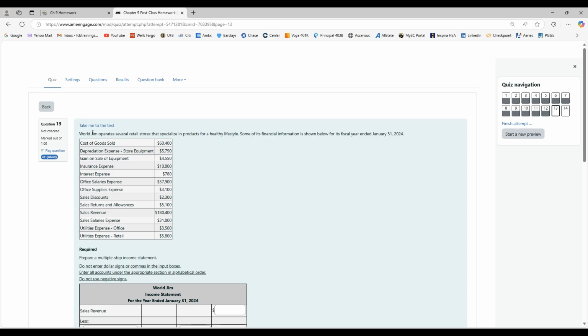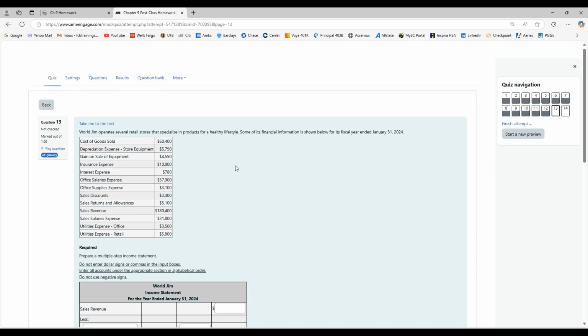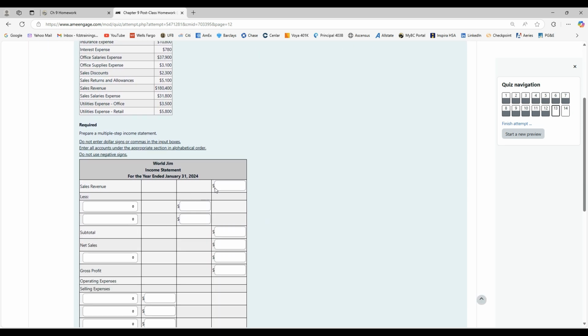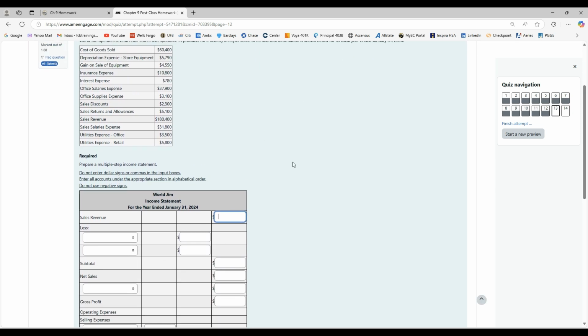So question 13. Okay, so we operate several retail stores, products for a healthy lifestyle, and so on. Okay, so now we're just doing a multi-step income statement. So sales revenue is 180,400. And then we need to back out our sales discounts and our sales returns and allowances. So I mentioned this previously. These are contra revenue accounts. So in other words, this is the amount we charged for selling our products.